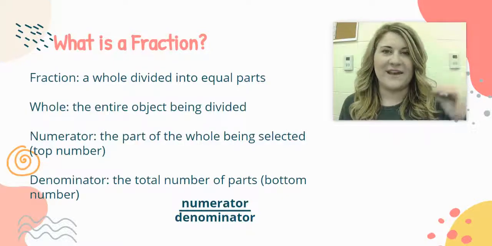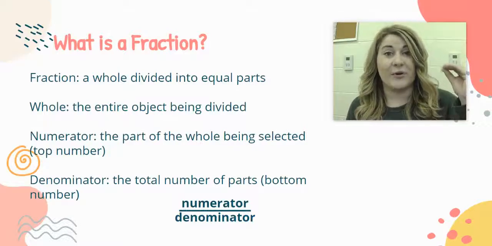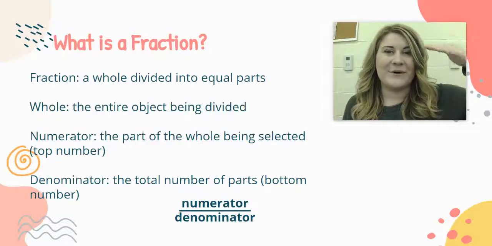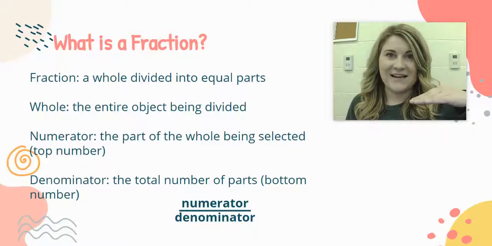So it's a numerator, and that is our top number. And remember, we know that it is on top because the N in numerator stands for north, and the direction north is pointing up. Yes, so we have our numerator on top, and then below that we have our denominator.